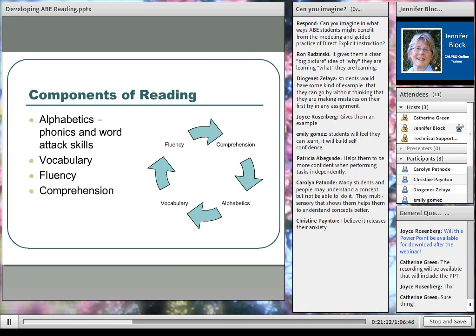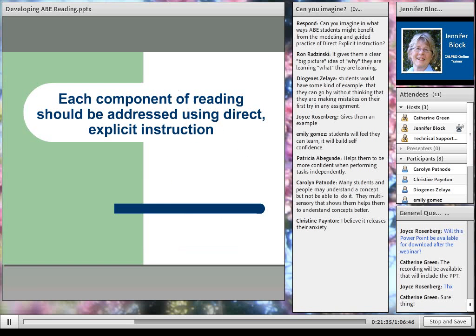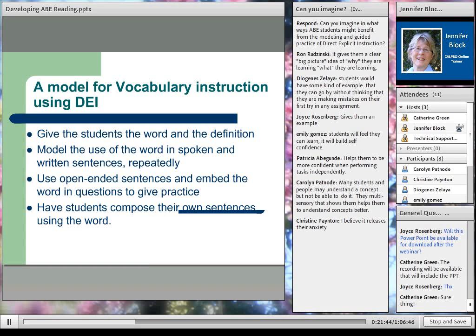One little caveat about fluency is that while poor fluency will certainly hamper comprehension, students who are fluent readers, it doesn't necessarily mean that their comprehension is still good. So we want to be a little bit careful about that. All right, let's move on to the next thing. The important thing to remember is that each component of reading should be addressed using direct explicit instruction.